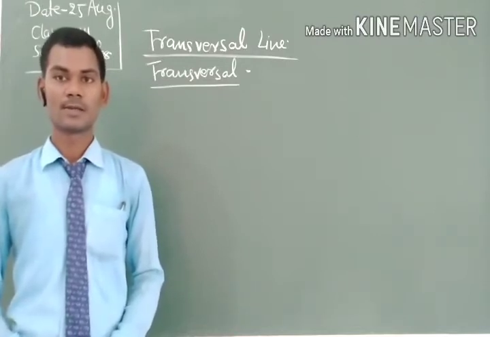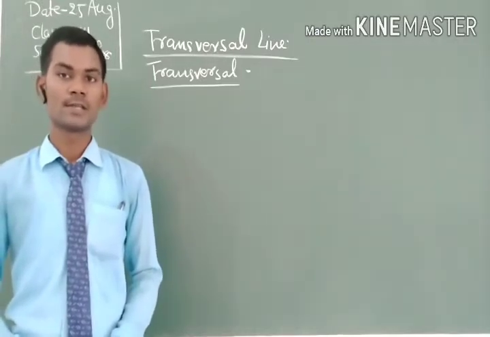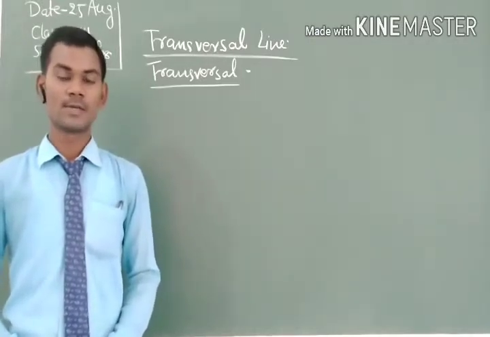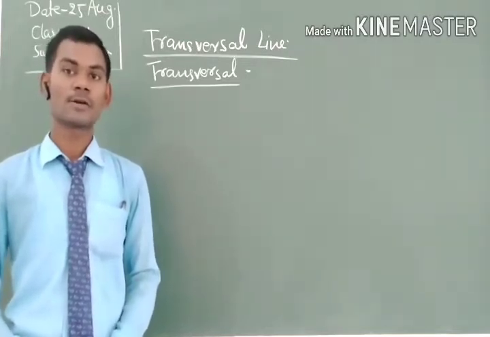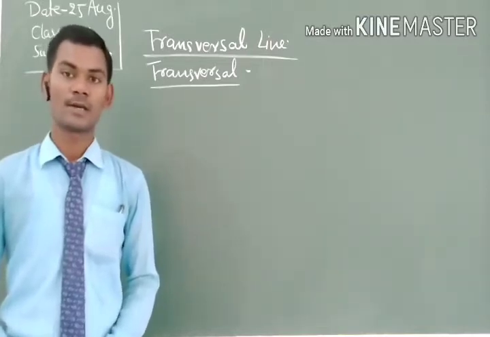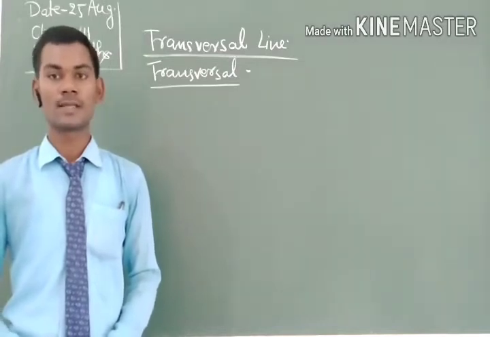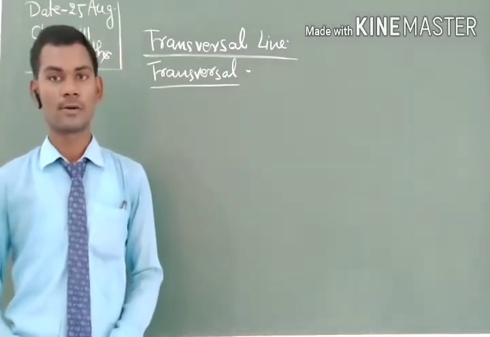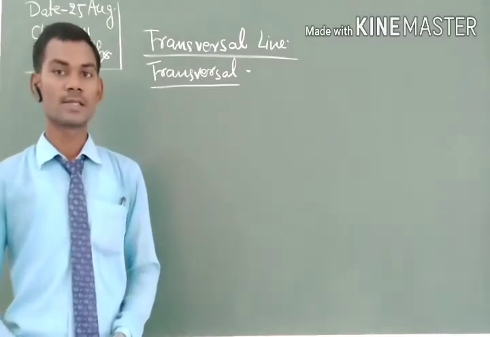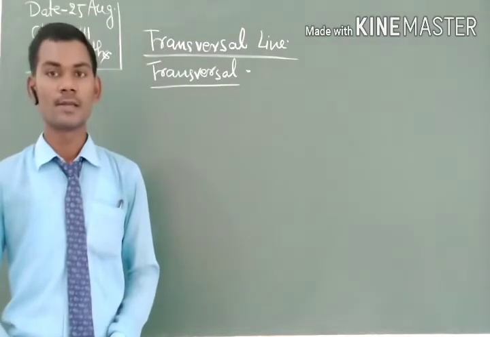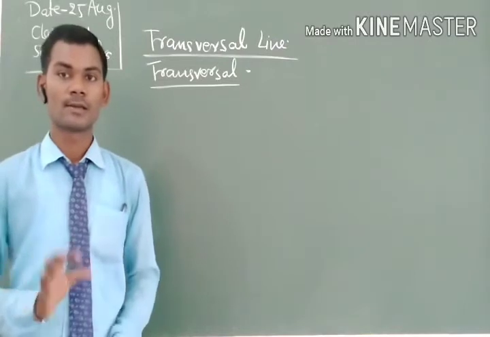In our last video, we have already discussed the parallel line and the distance between the parallel lines, and also we have seen the case in which two line segments are parallel or not, two rays are parallel or not, one ray and one line segment parallel or not. Here we shall discuss the transversal line, which is also correlated with parallel lines.